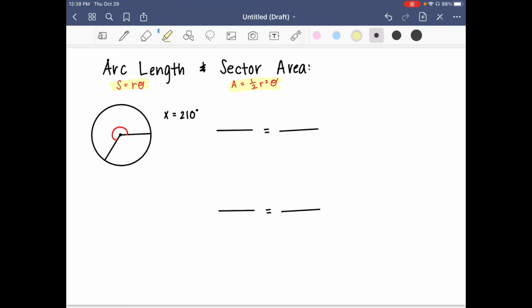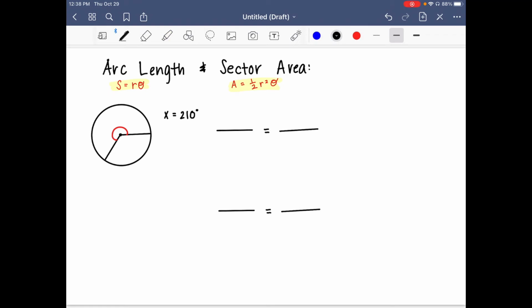So the important thing to know about these two formulas is that the angle has to be in radians in order for this to work. So if they give you an angle in degrees, you would have to convert it into radians first in order for these two formulas to work. So I don't like to use the formulas. I like to think about this again in terms of proportions.